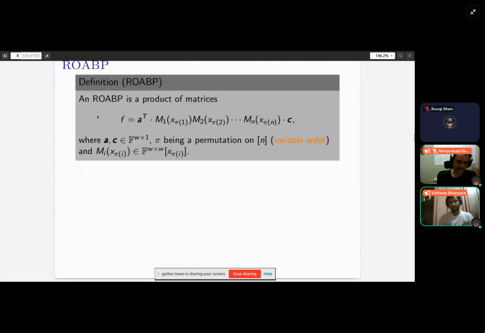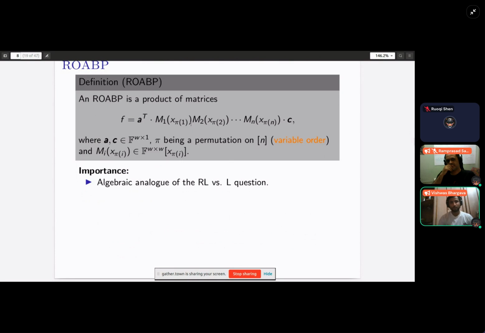So let me give a definition of ROABP. An ROABP is a product of matrices where the entries are polynomials of degree at most D, each depending on a particular variable. And you multiply it left and right by two vectors. The permutation of variables, pi, denoted here, is referred to as the variable order of the ROABP.